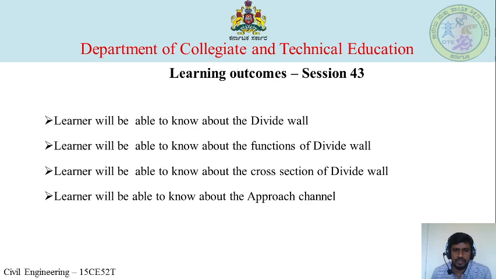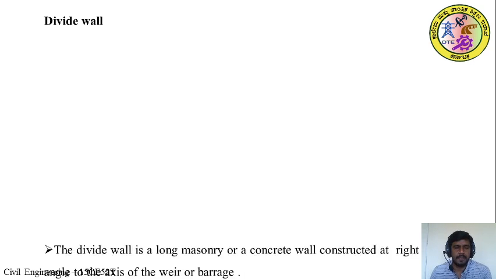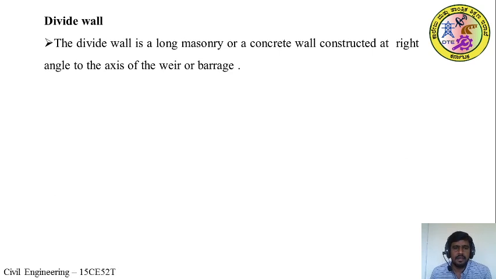Now let's move on to the divide wall. What is a divide wall? Why is it required? What are its functions? Now we can study in detail here. The divide wall is a long masonry or a concrete wall constructed at right angles to the axis of the weir or a barrage.